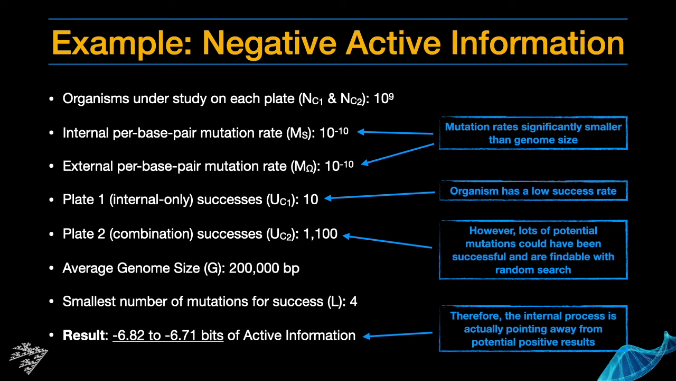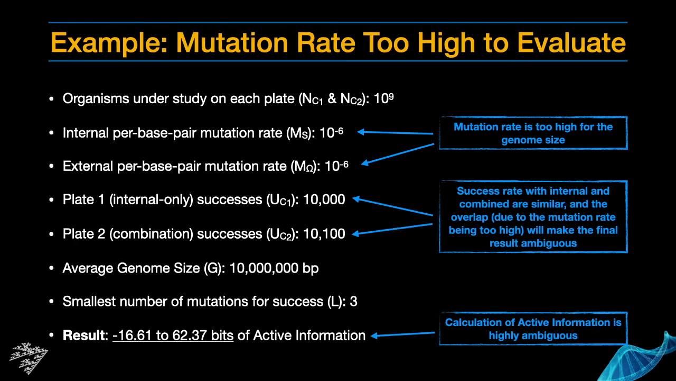Okay, so that means that there were a lot of mutations that were findable that the organism wasn't finding. So however it finds mutations, whatever mechanism is going on that's mutating, is not aligned with what would generate a beneficial mutation. So in this particular case, we have negative 6.82 to negative 6.71 bits of active information. So that means the internal process is actually pointing away from potential positive results. Okay, so here's an example where the mutation rate is too high to evaluate. So our internal per base pair mutation rate is 10 to the negative 6th.